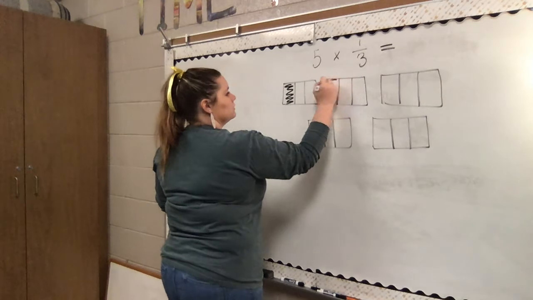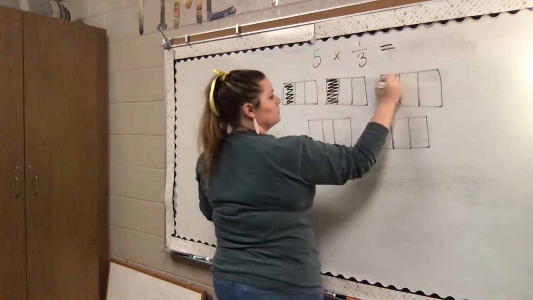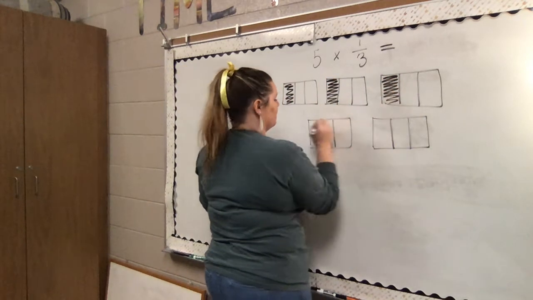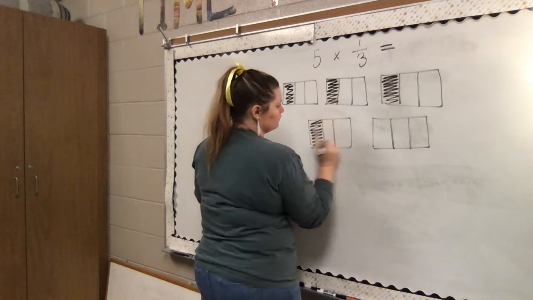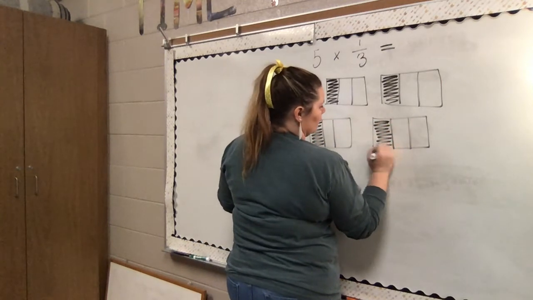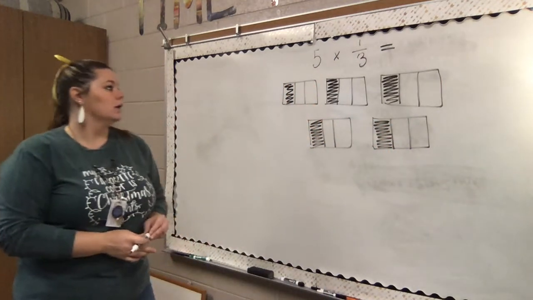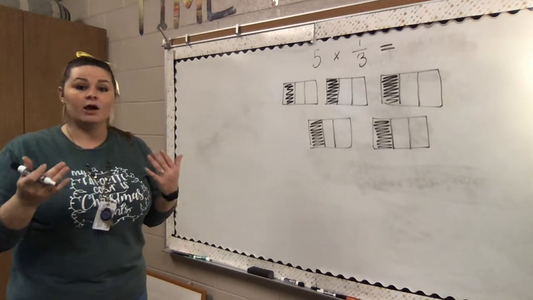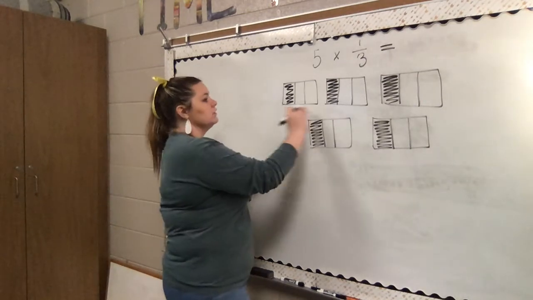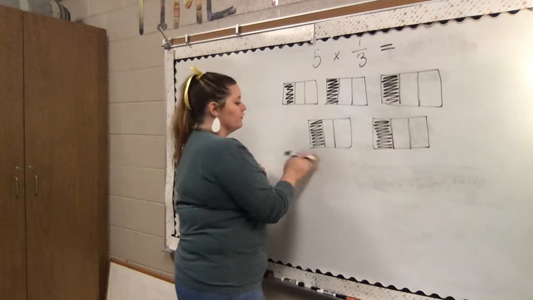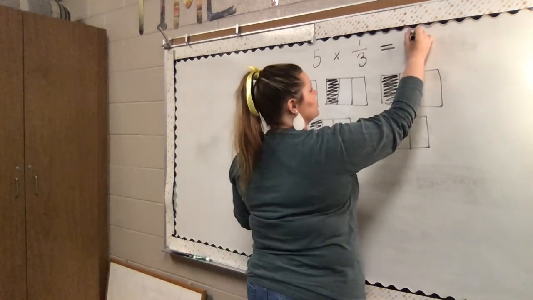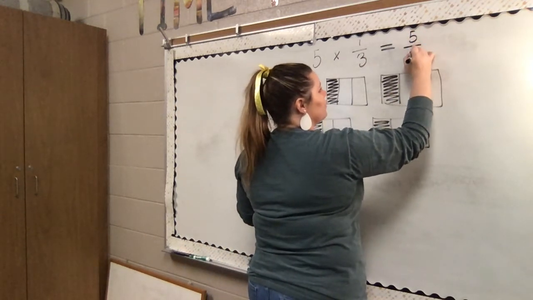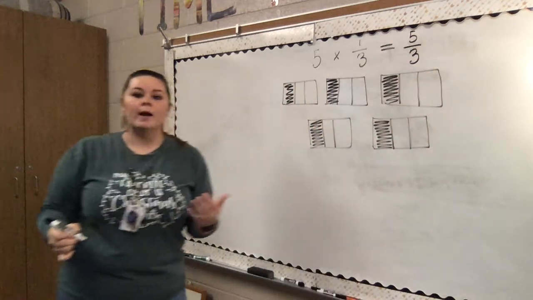1, 1, 1. Okay, so now I can just count what is shaded: 1/3, 2/3, 3/3, 4/3, 5/3. So 5/3 are shaded. So my product is 5/3.